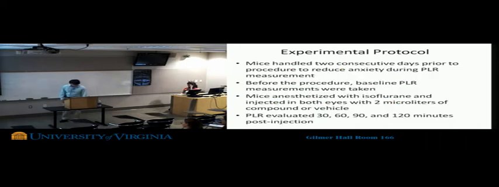So this was the basic experimental protocol. I handled the mice two consecutive days prior to PLR measurement. And the reason why I did this was because PLR is heavily modulated by the autonomic nervous system. So if a mouse is frightened, for instance, the fight or flight response will be triggered, which causes the pupil to dilate. So I handled them in order to try to reduce anxiety before I did the procedure.